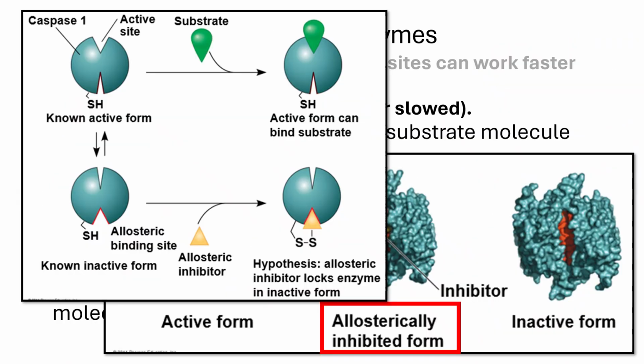Here's another example of an enzyme that is regulated by, controlled by, non-competitive inhibition as well. There's what's called an allosteric binding site. An allosteric inhibitor binds to that site, causing a change in the shape of the active site, which prevents the actual substrate from being able to bind to it anymore.